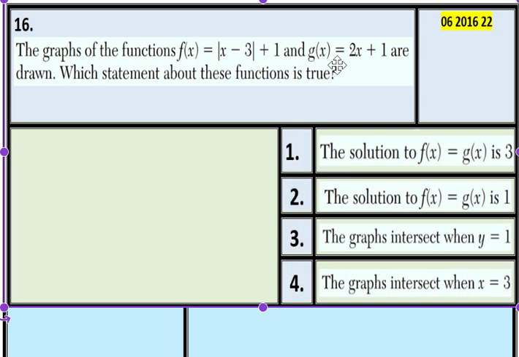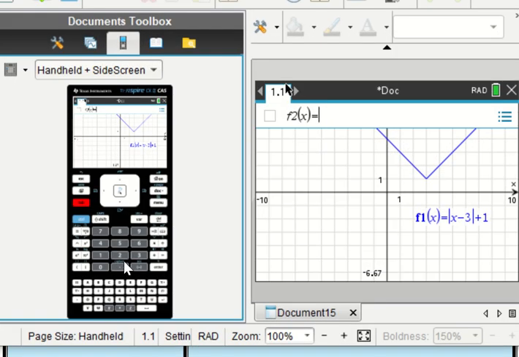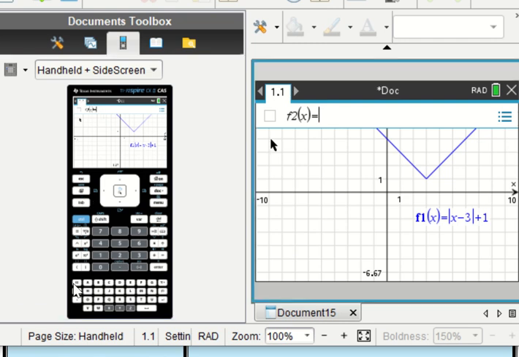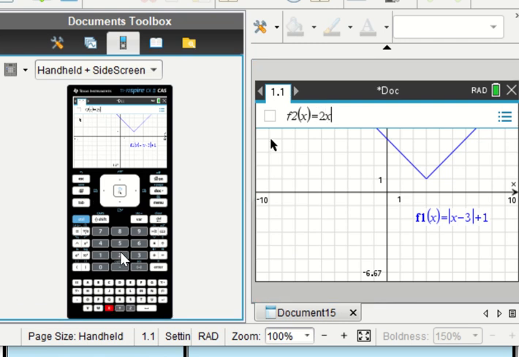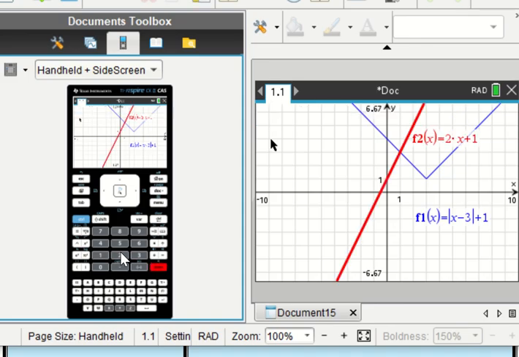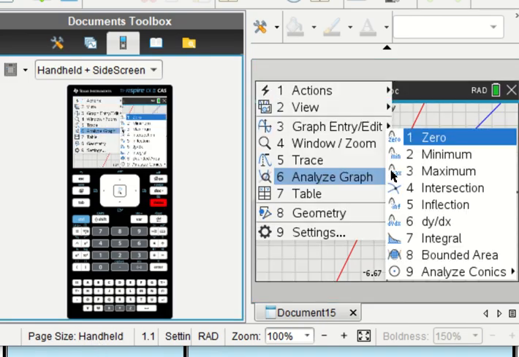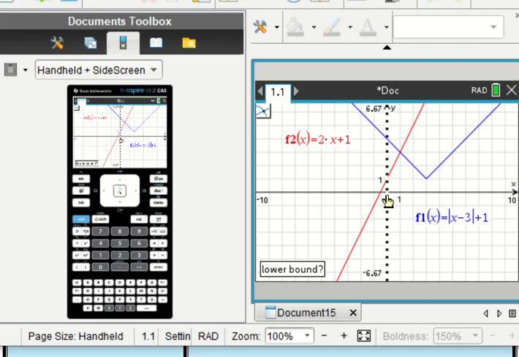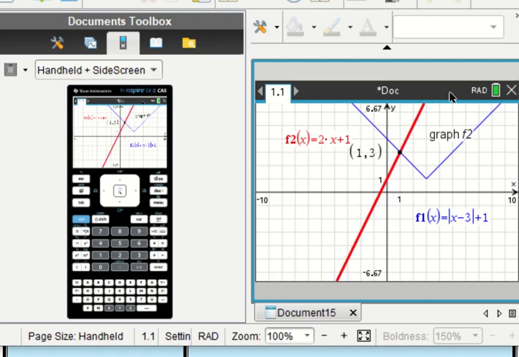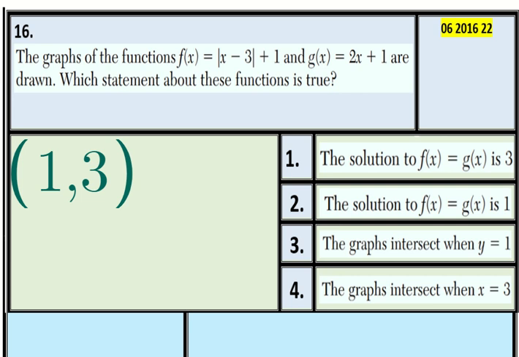Now, for g of x, that function is 2x plus 1. So here, I'm just going to type it exactly the way I see it, 2x plus 1. Now notice, these two graphs meet at the point (1, 3). So to show you that intersection, I can actually analyze my graph, choose intersection, and set a lower and upper bound, and their point of intersection is (1, 3). So we know where the two graphs meet.